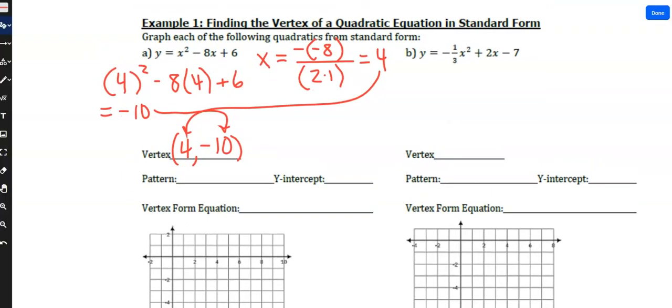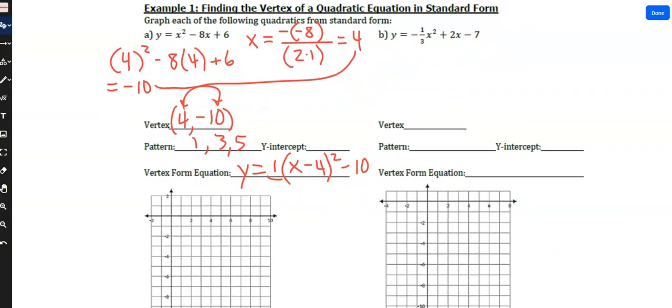The a value here is a 1, so this would be a 1, 3, 5 pattern: positive 1, positive 3, positive 5. Vertex form equation, the a value we know is a 1. I don't care if you write it or you don't write it because we know that it means the same thing. And we have x minus 4 squared and a minus 10 on the outside. Now, don't tell me that the y-intercept is negative 10. The y-intercept is 6.